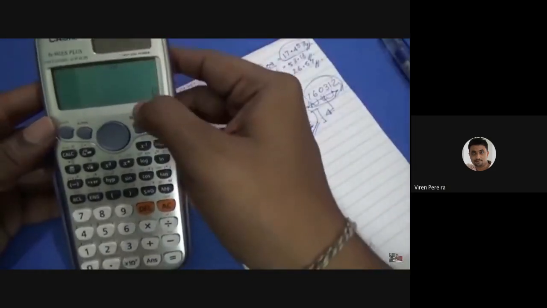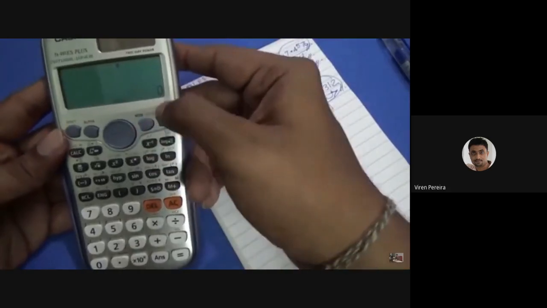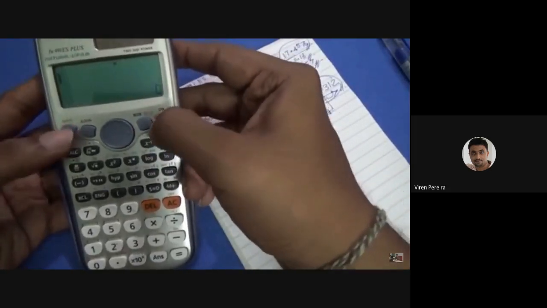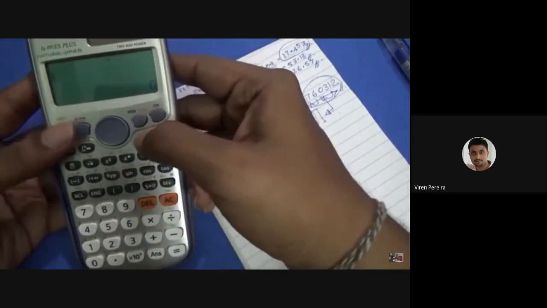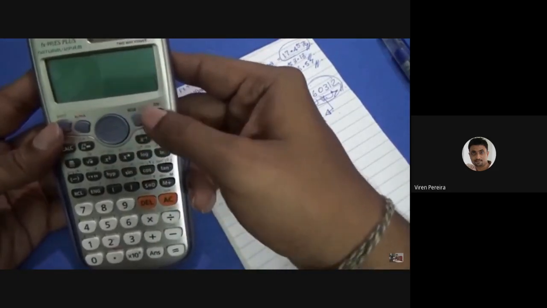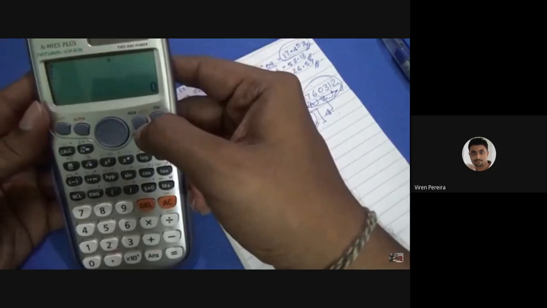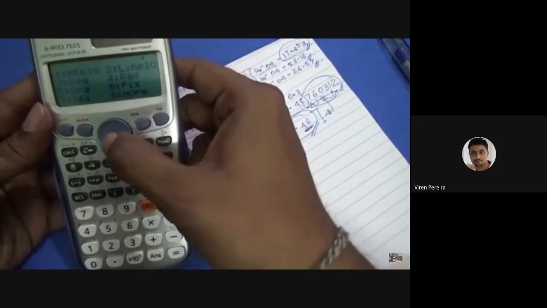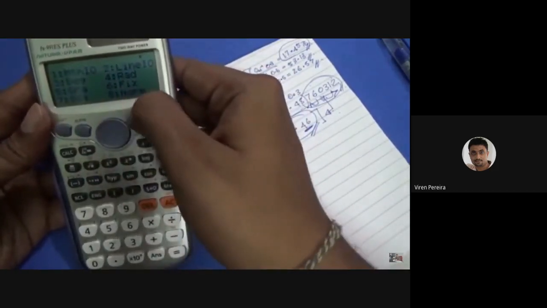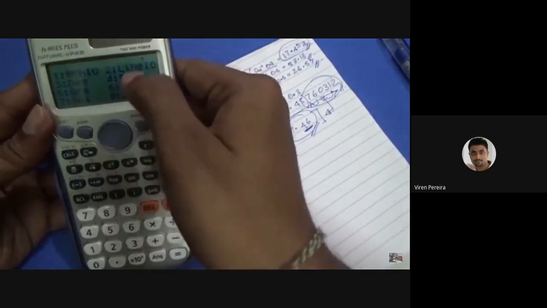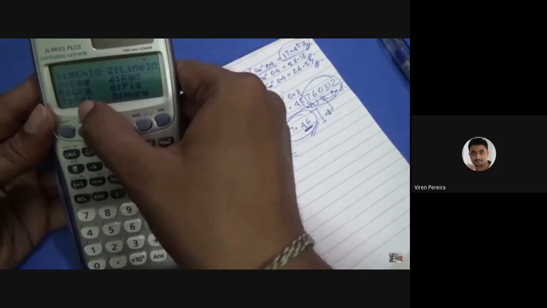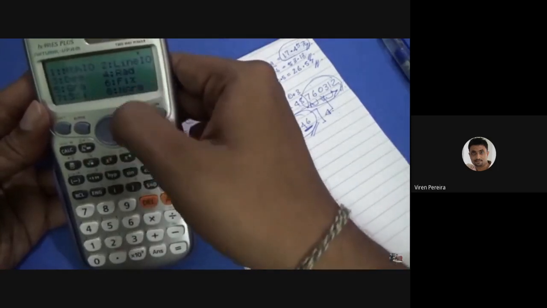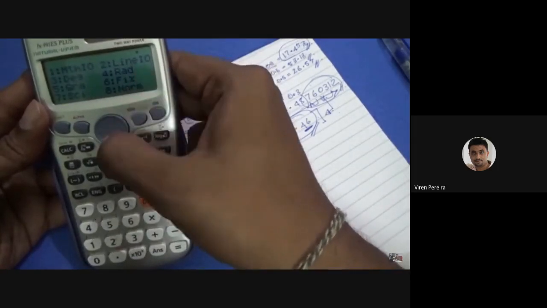Now, another function which is of greater importance is if you press your arrow key, if you go on mode, if you go on setup, you can see 1 to 8. I've got my mathematical, linear, degrees, radians, grades, fixed, scientific, and normal. Normal, I told you, if you want to come out from fixed.